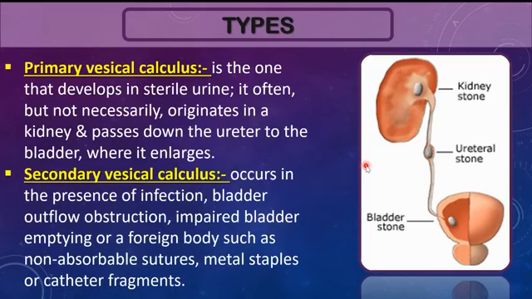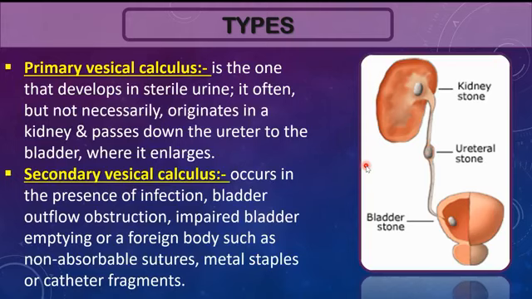What about the secondary vesical calculus? Secondary vesical calculus occurs in the presence of infection, bladder outflow obstruction or impaired bladder emptying, or when a foreign body such as non-absorbable sutures, metal staples or catheter fragments remains in the bladder, which becomes encrusted and ultimately forms stones. These are called secondary vesical calculus.